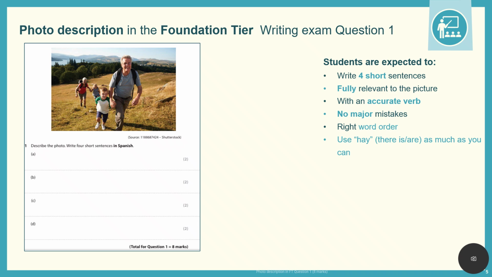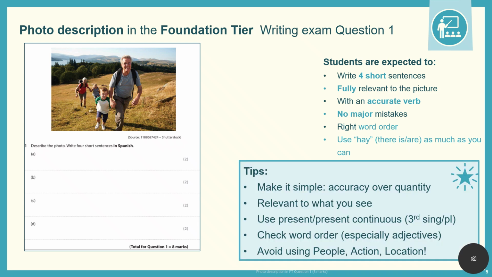So let's see some tips. One of the tips is make it simple. In this case, it's better to have a simple sentence written rather than something complicated that you might struggle to write. So things like there is a man, there is a family, they are walking, there is a forest in the background. Things like that are accurate and precise and don't require a lot of complicated words.